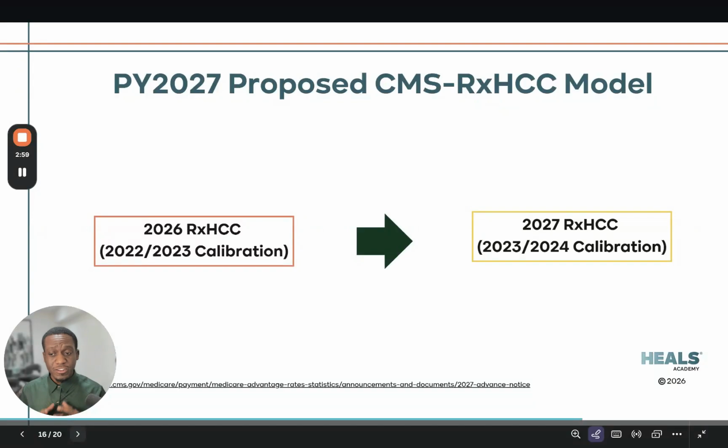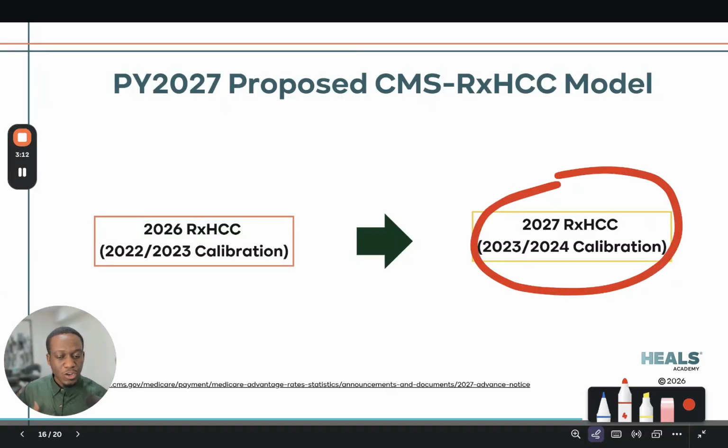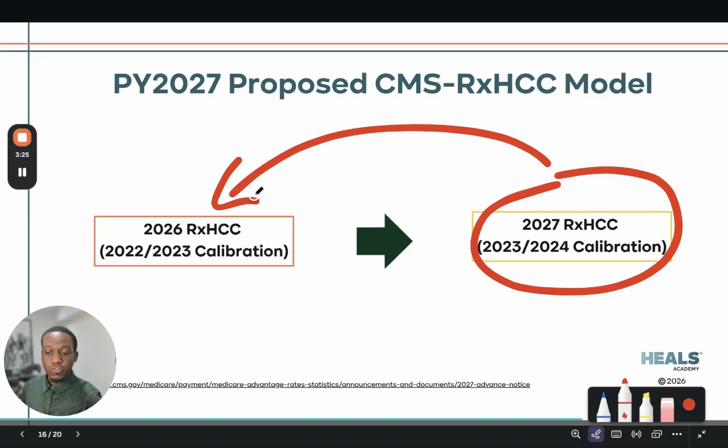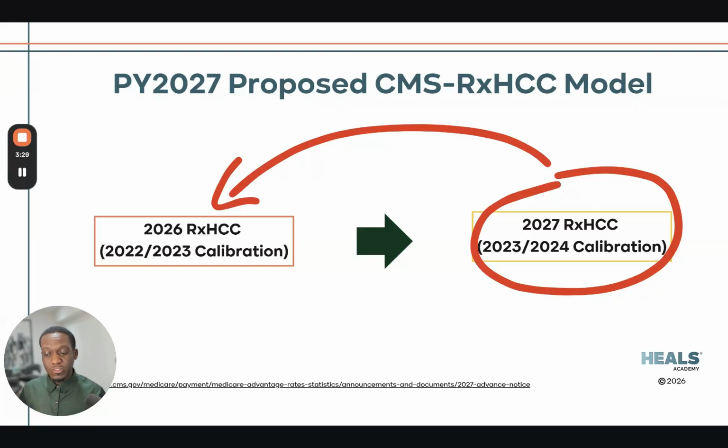For payment year 2027, the proposed CMS RX HCC model is the 2027 RX HCC here with the 2023-2024 calibration. This is different as compared to what is being used for this year, payment year 2026, which is the 2022-2023 calibration.